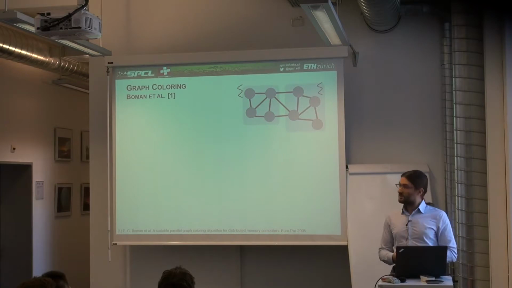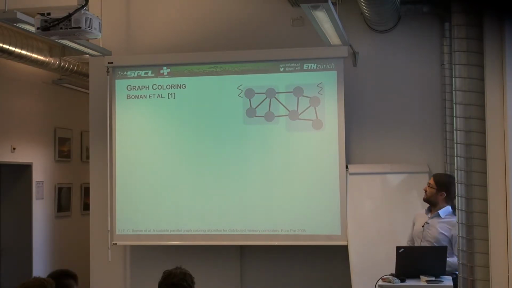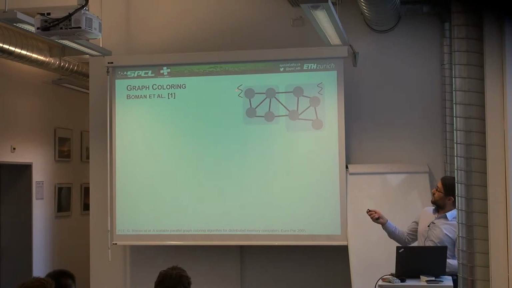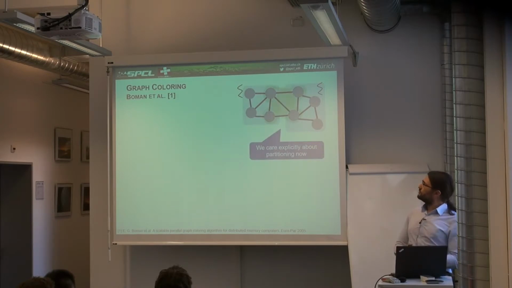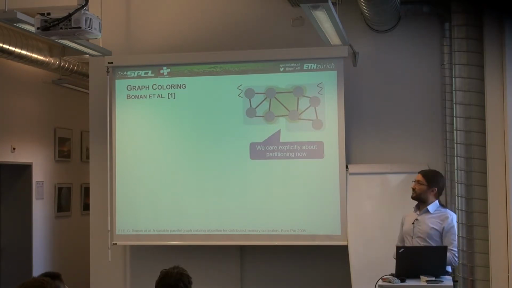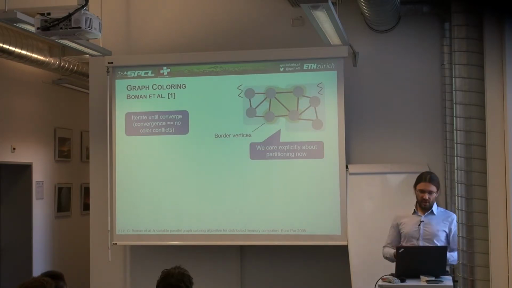And what we do now is that we need to actually, in this example, care explicitly about the graph partitioning. So now we actually care about how the graph is partitioned across the different threads. So this is like the left partition belonging to the thread on the left, and the right partition belonging to the thread on the right. And we also care about which vertices are sitting at the border of the partition. Right? So what are the vertices that have a neighbor directly on the other side of this partition? So we have these border vertices, we have these partitions, and now in this algorithm, we basically iterate until convergence happens, where convergence means we have no conflicts in the coloring. Right? So it's pretty generic.